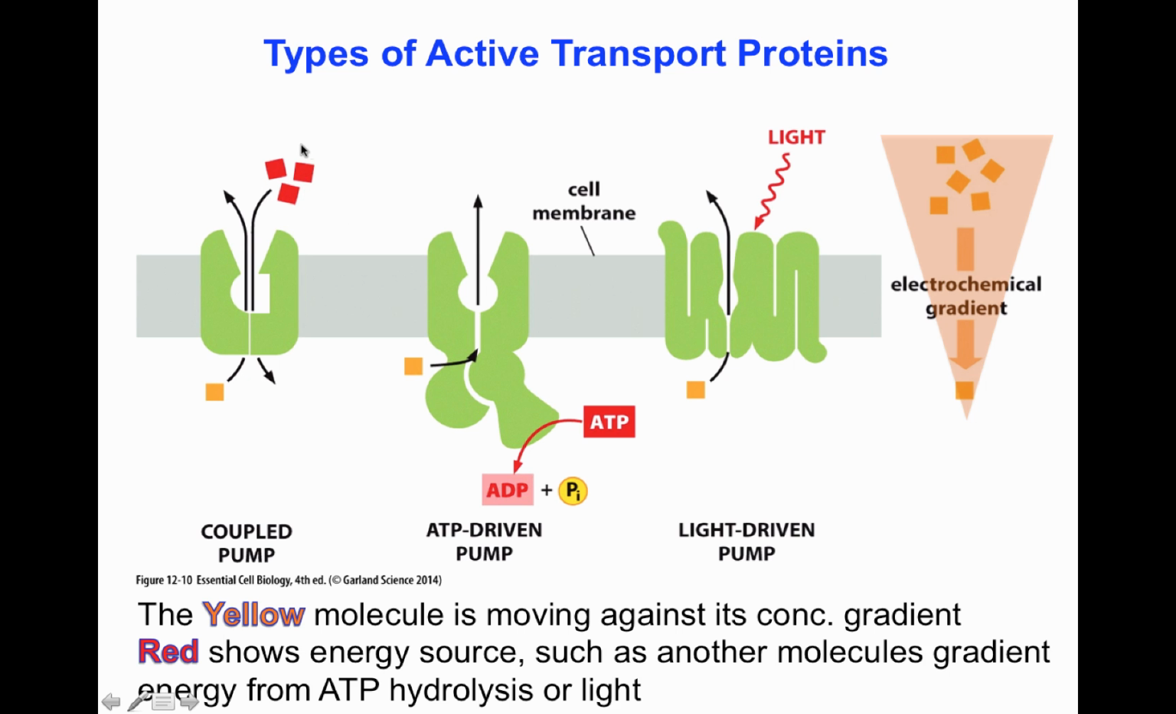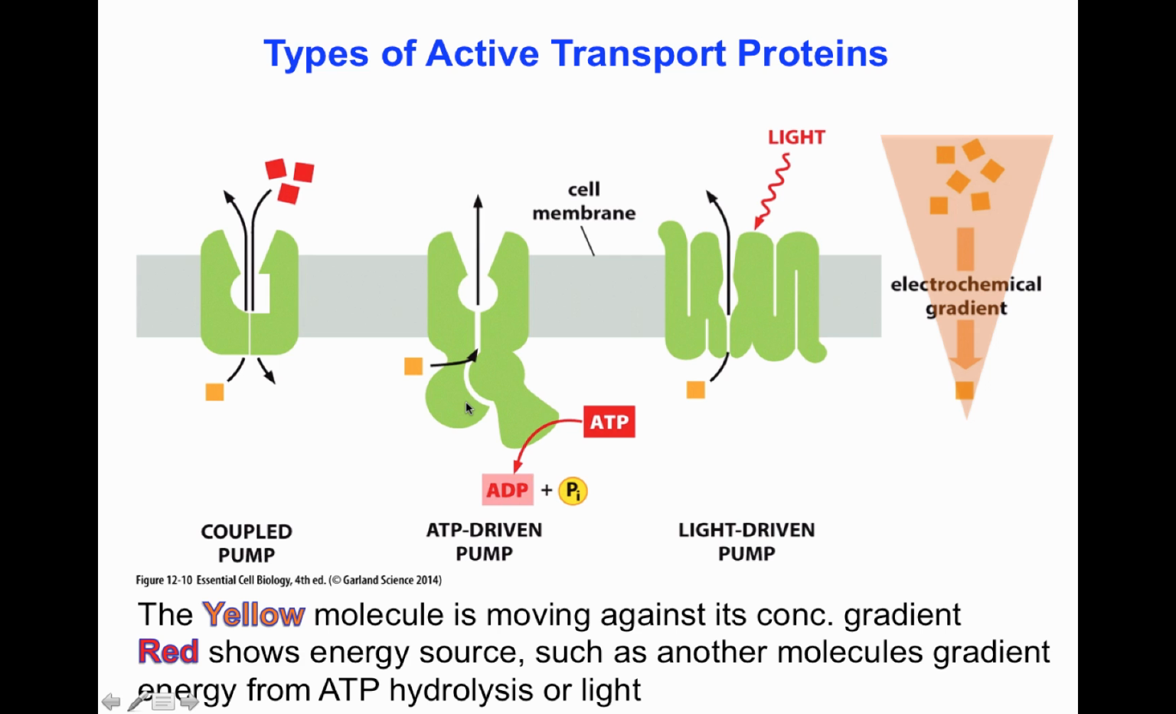So here, the red squares, their concentration is greater on the outside than on the inside, therefore they're moving with their concentration gradient, and they're helping move the orange square against its electrochemical gradient by using the energy of the red molecule. So again, the concentration gradient of the red molecule is favorable from the outside to the inside, and therefore the orange square is piggybacking on that energy.